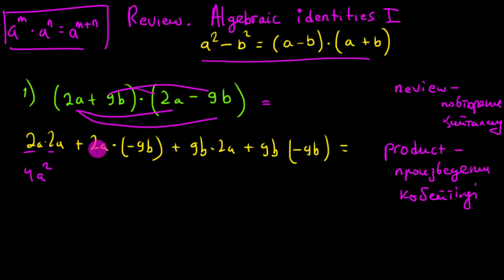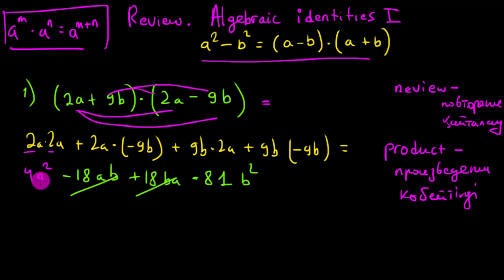Here 2 times minus 9 will be minus 18, a to b, a times b, ab. 9 times 2 will be 18ba. And then here you have minus 9 times 9, it will be minus 81, and then b to b, b squared. As you see, the 18ab and 18ab are destroyed, so you are only left with 4a squared minus 81b squared. Okay, this is the answer.